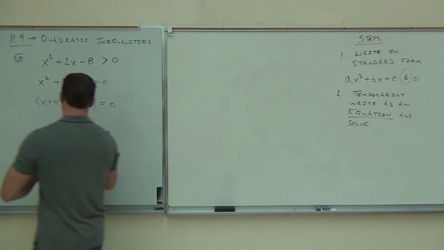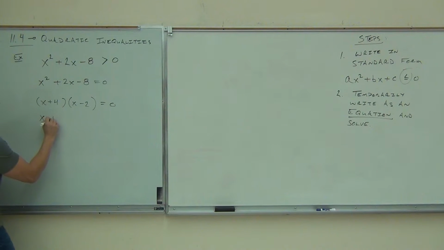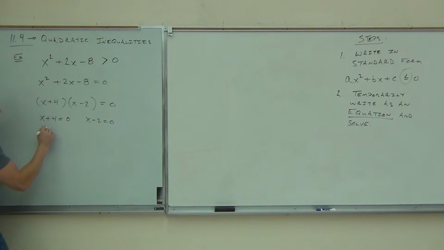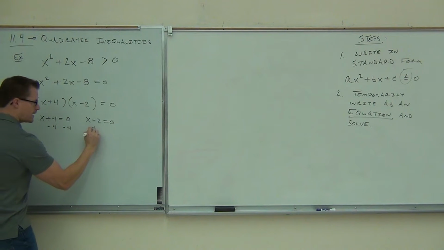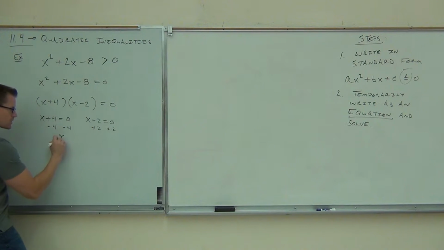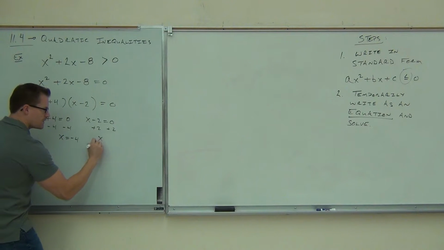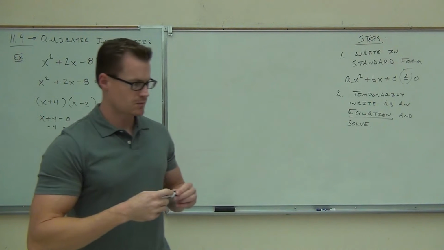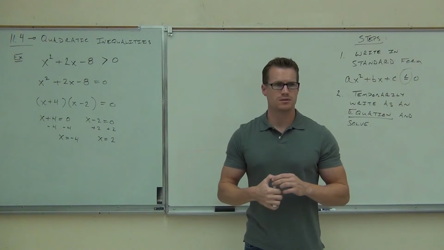No. Okay, so we're going to do the x plus 4 equals 2. I'm sorry, equals 0. And x minus 2 equals 0. We'll subtract 4. We'll add 2. And of course, we're going to get x equals negative 4, x equals positive 2. So far, so good? All right.